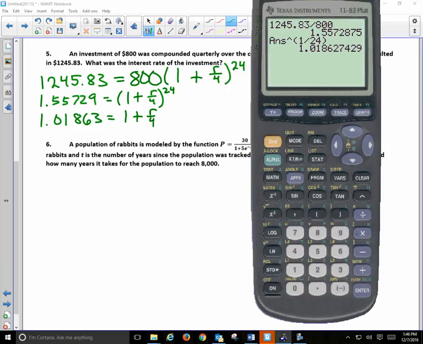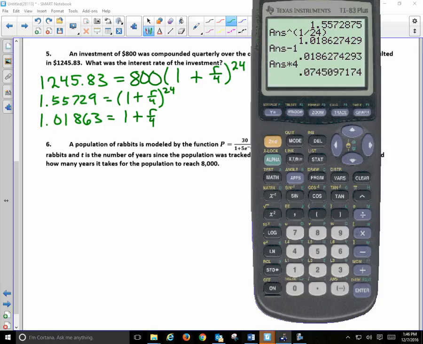Now what? Subtract 1. And multiply by 4. And I get the rate is equal to 7.45%. So that's our rate. Go math.